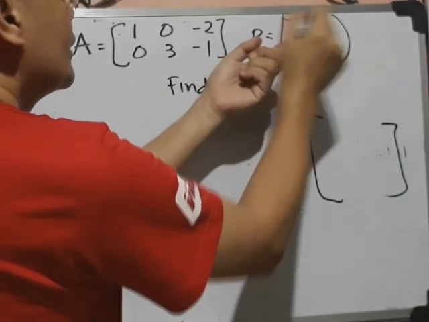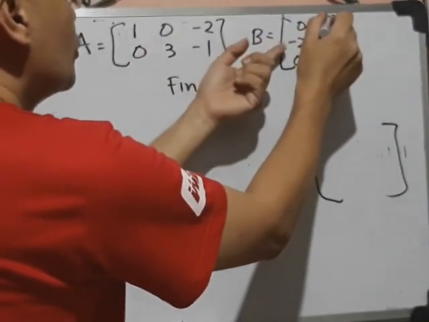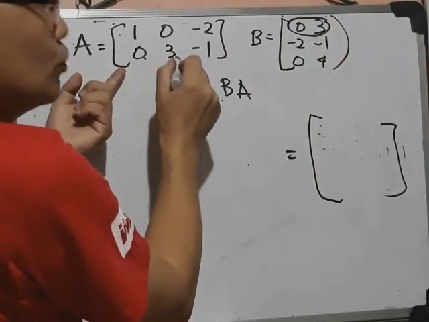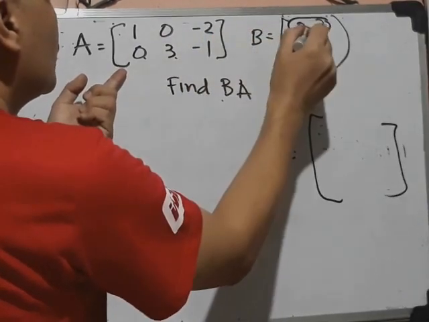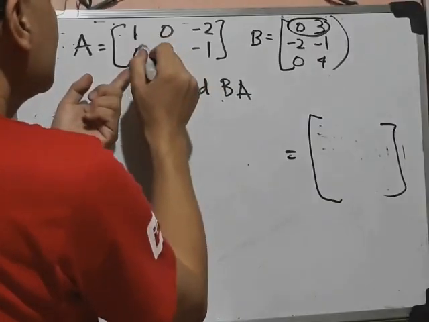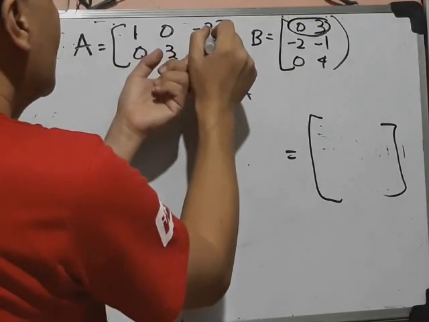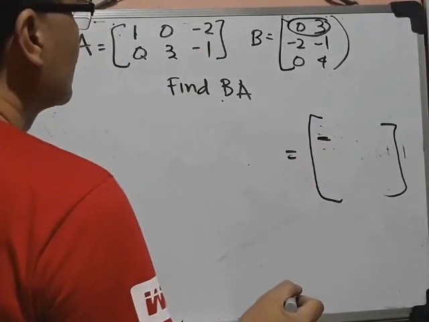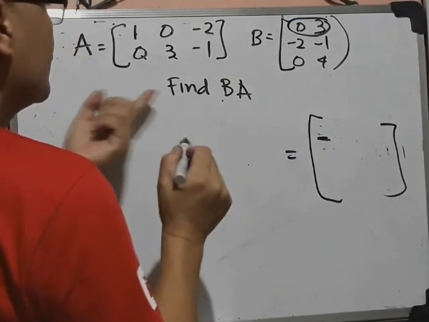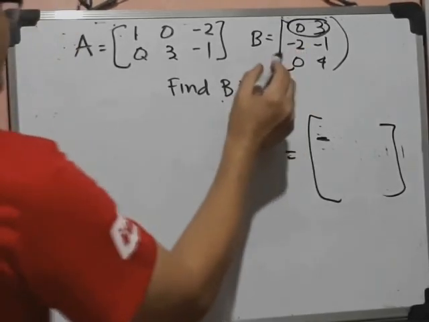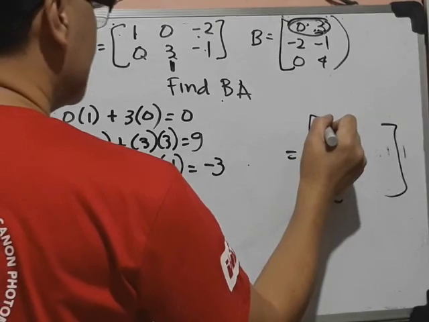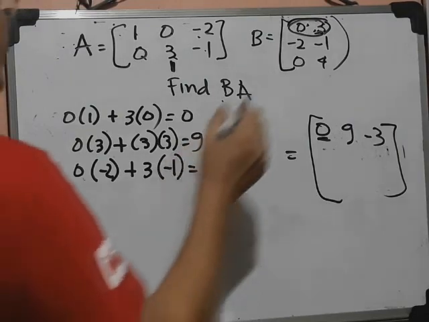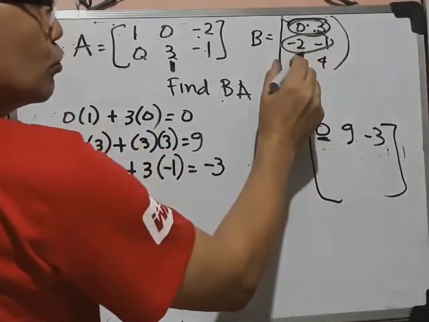Yung bawat entry, imumultiply natin. Yung row 1 ng B, imumultiply natin sa bawat column ng A. So, itong 0, 3, imumultiply natin sa 1, 0, then sa 0, 3, sa negative 2, 1. So, ilalagay natin dito yon. Okay? So, ilalagay natin yan dito, 9, negative 3.